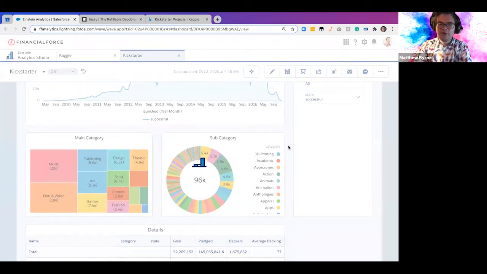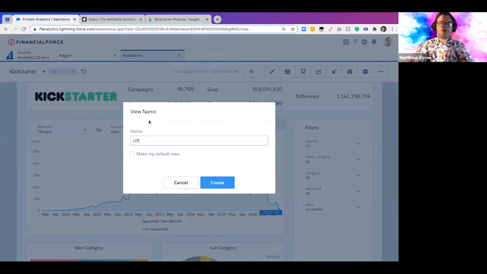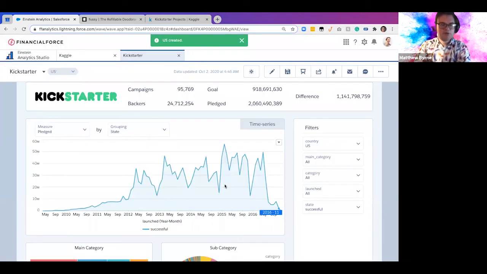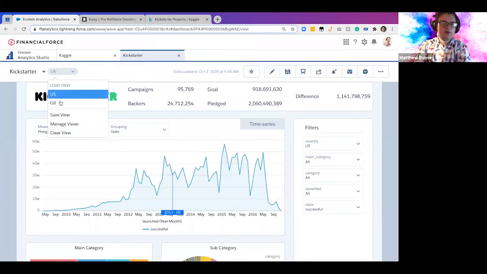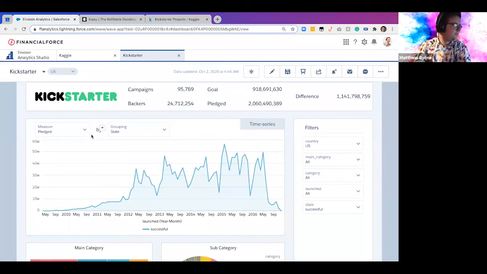That's now filtered for US. I could save another view for US, and these are my personal views, but now I can quickly switch between my filter settings of a particular dashboard as well, which is quite cool. Hopefully that answered your question.